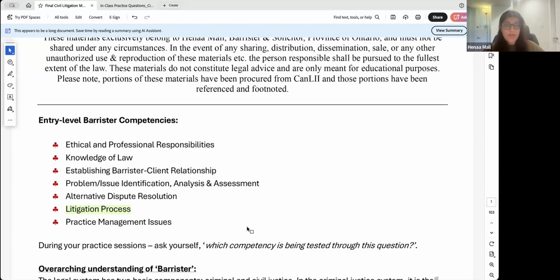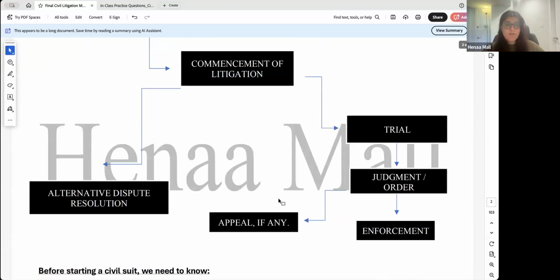Do they want to see whether I understand the litigation process properly or not? Do they want to assess whether I completely understand and grasp the nuances of the barrister-client relationship or not? Am I required to do a problem identification here? Is the focus of the question ADR? So on and so forth. So it is crucial that we focus on what I'm going to be tested on, right? So that becomes very important.